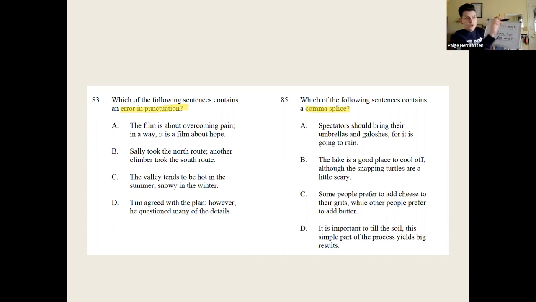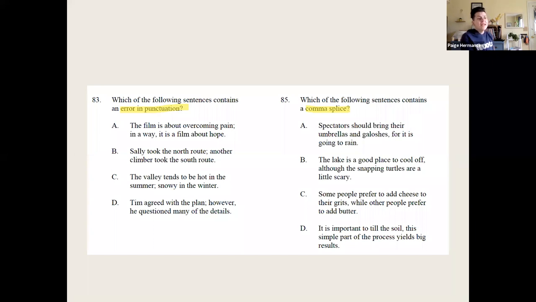So if you see a comma splice question, look for the comma and ask, do I have complete sentences on either side of that? So let's look at these answer options. Which of the following sentences contains a comma splice? A, spectators should bring their umbrellas and galoshes, comma, for it is going to rain, okay?